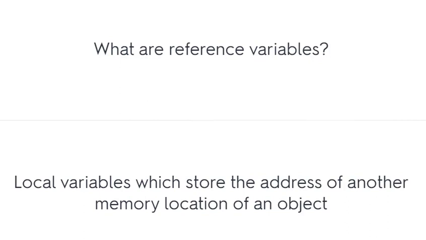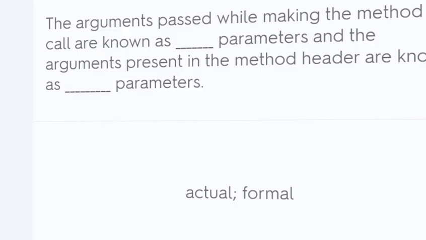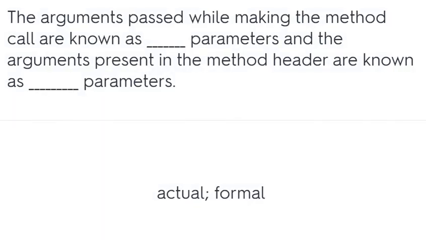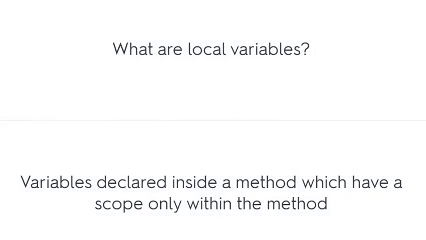What are reference variables? Local variables which store the address of another memory location of an object. The arguments passed while making the method call are known as blank parameters, and the arguments present in the method header are known as blank parameters. Actual, formal. What are local variables? Variables declared inside a method which have a scope only within the method.